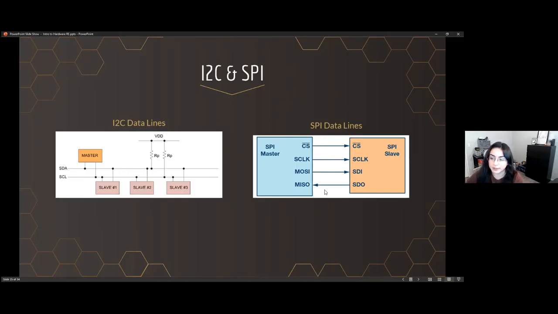SPI. So SPI does have a clock. So you have MOSI and MISO, master out slave in and master in slave out. These can both communicate at the same time. So the master can send data to the slave at the same time the slave sends data to the master. And the clock determines what your data rate is. And there's the chip select. So if you have multiple chips over SPI, you do have to have multiple lines. Whereas for I2C, the master only has two lines, and they're shared across multiple chips.